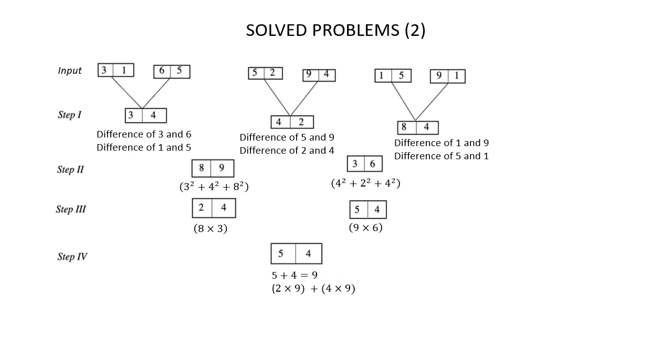Similarly, 4 squared plus 2 squared plus 4 squared gives us the second number of step 2. 4 squared plus 2 squared plus 4 squared is nothing but 16 plus 4 plus 16, which is nothing but 36. So 36 is the second number in step 2.